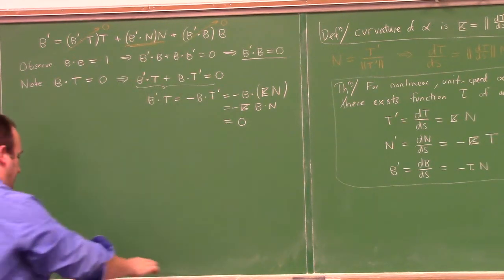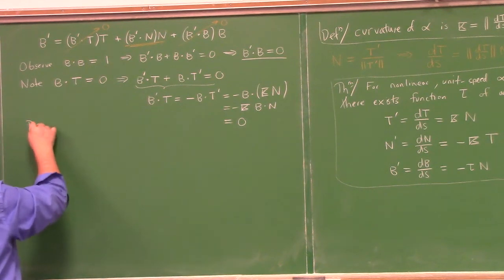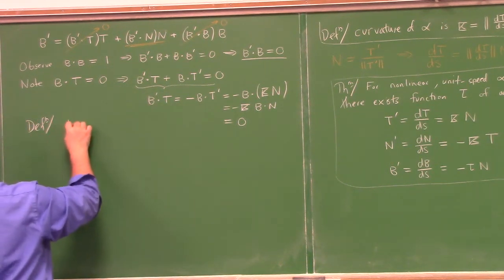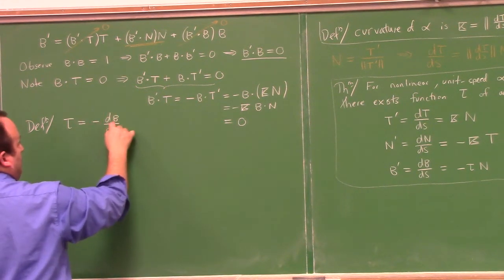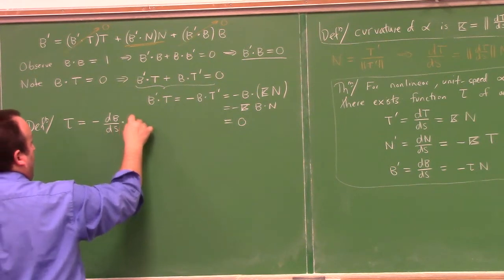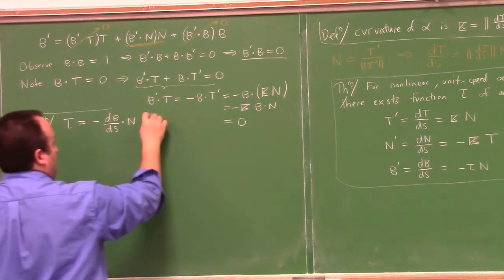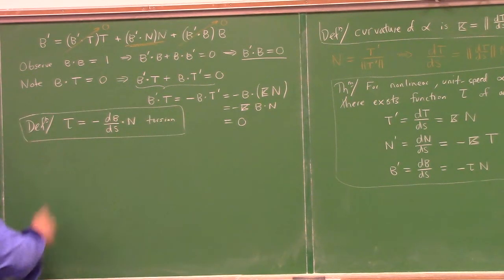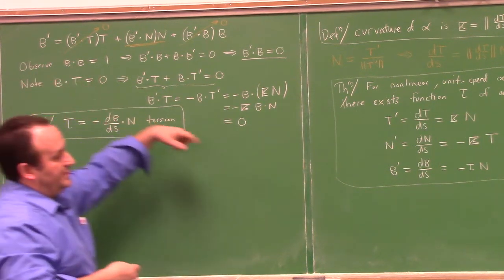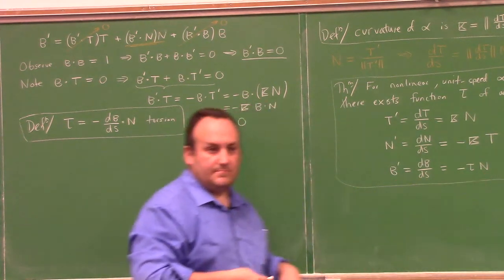Okay? So with that, we make a definition. Definition. Tau is equal to minus dB ds dotted with n. This is the torsion of the curve. And with that definition, we have equation 3. Right? So now b prime is minus torsion times n.